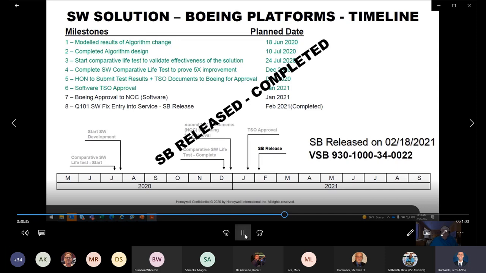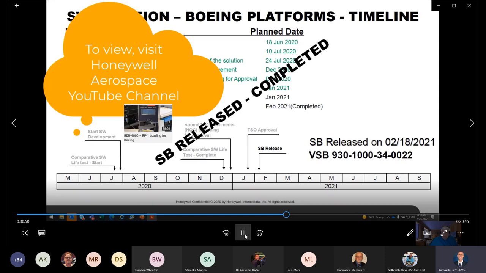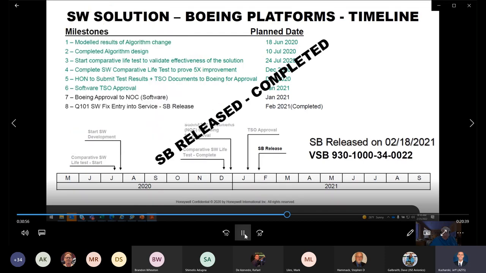We released a service bulletin on February 18th of 2021, and you can see it's a vendor service bulletin 930-1034-22. This is loadable on wing on a Boeing aircraft. And then the software is sent from the RP to the TR1 after the loading of the software in the RP. So that is now available.